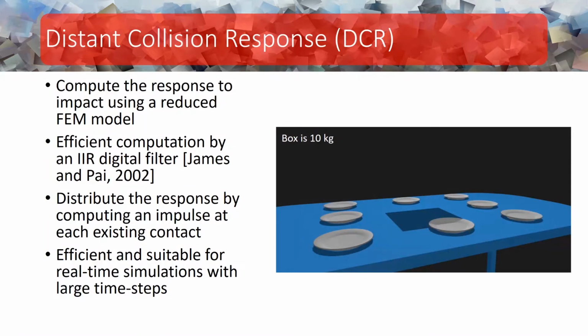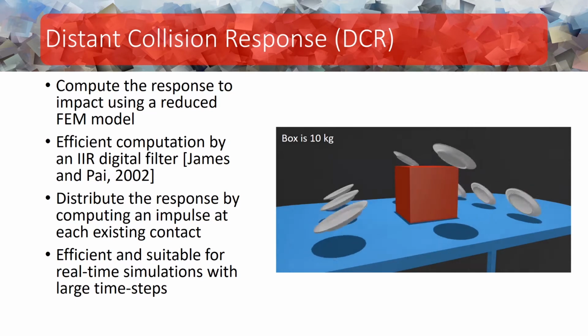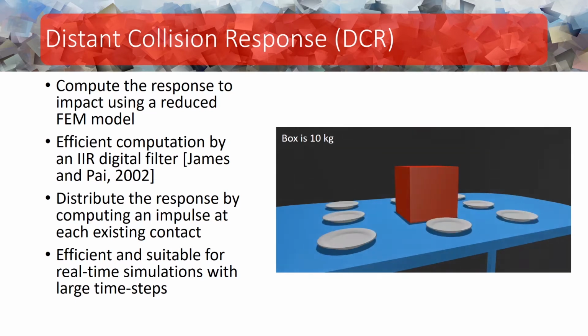We present distant collision response, which is a method for approximating the vibration response due to collisions in rigid body simulations by using a pre-computed reduced elastic model. To render this process more efficient, we compute the response using a digital IIR filter. The response is computed as a displacement at FEM nodes that is then rendered as an impulse at existing contacts. This causes disturbances to objects already resting on the surface of DCR bodies. Our approach is efficient and is suitable for real-time applications, and as you can see, it really livens up rigid body simulations.